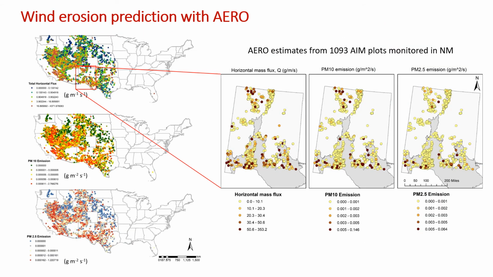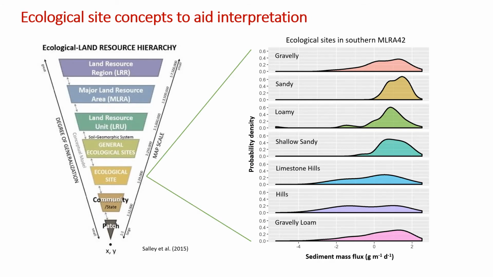Following calibration, the Aero model provides ranges of wind erosion estimates at the plot level, but we still need a useful way to summarize these plot level data for management and decision support. Ecological sites provide a useful framework for meaningful classification of generalizable predictions of wind erosion responses to land management and environmental change. In general, there are enough monitoring plots within ecological sites so that we can organize results in a hierarchical manner.